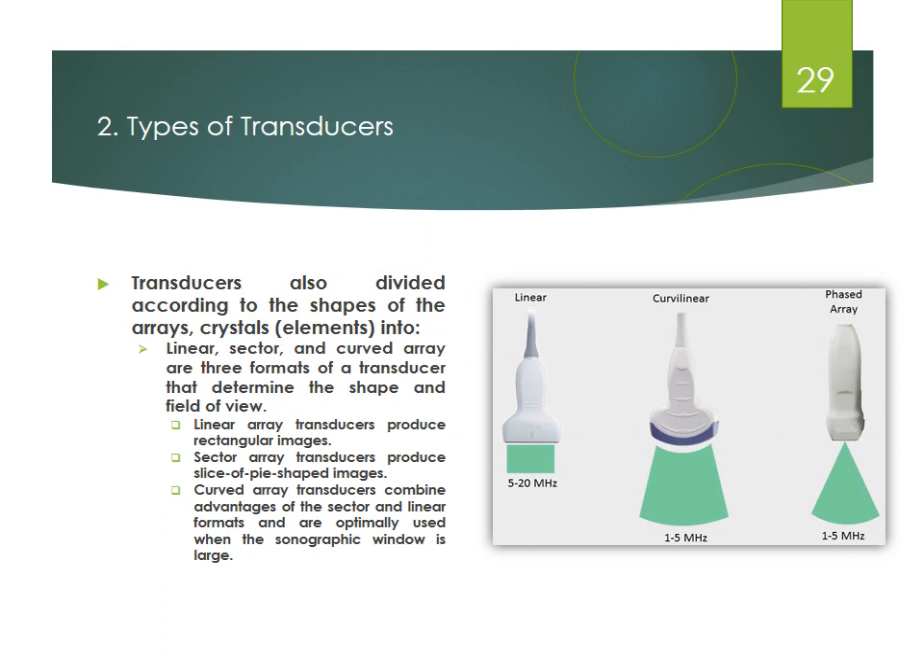A transducer's shape and field of view are determined by one of three formats: linear, sector, or curved array. As shown in the accompanying image, linear array transducers generate images that are rectangular in shape. Sector array transducers generate images in the shape of a slice of a pie. Curved array transducers combine the benefits of sector and linear transducers and are best used when the sonographic window is large.